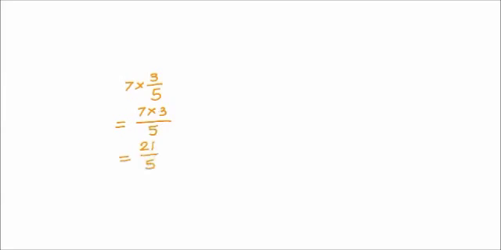Take another example, 11 into 4 upon 7, which is equal to 11 into 4, multiplication of numerators, and multiplication of denominators. 1 into 7 is always going to give 7. So 44 upon 7. Now, as we have learned, we should not stop here. Whenever we have a fraction which can be converted into a mixed fraction, or if we can convert it into the smallest form, we should do that. So for example, here it will get converted into 4 1 upon 5, and here 6 2 upon 7.